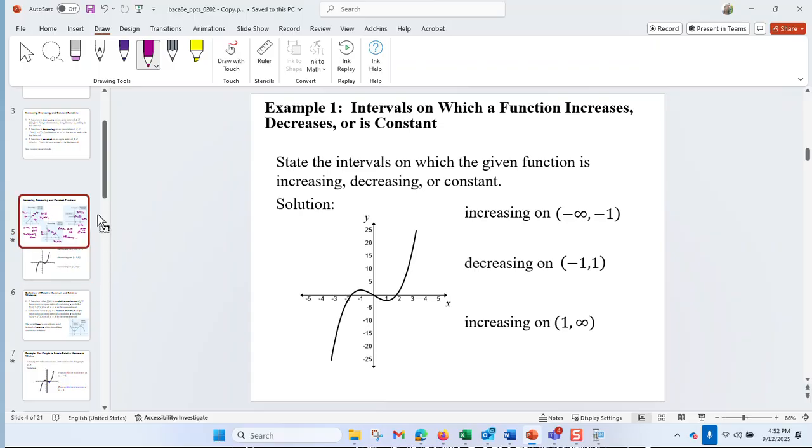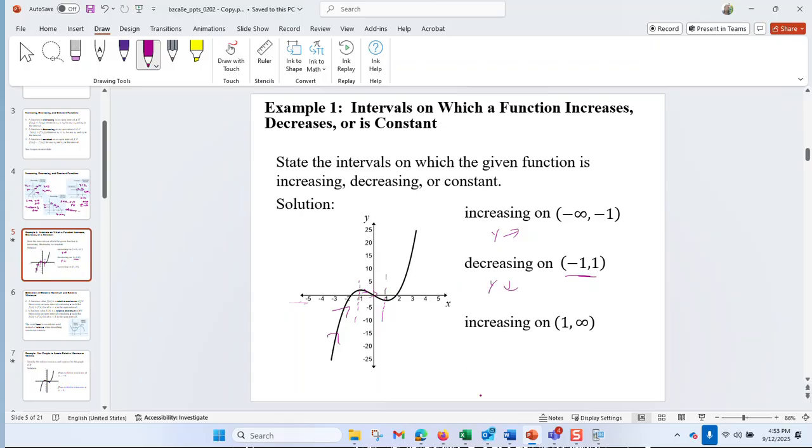We're gonna need to be able to look at the increasing and decreasing intervals. If you look at this one right here, this is kind of a turning point. Before the turning point, before -1, from left to right, y is increasing, all the way from negative infinity to -1. So this is considered an increasing function there. And then if you look at the middle part from -1 to 1, y is decreasing.